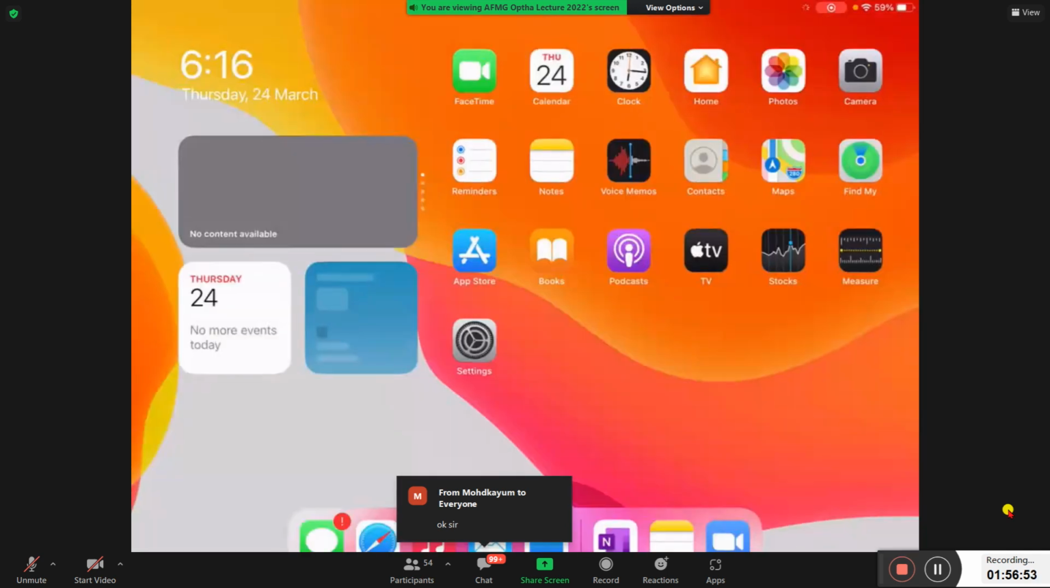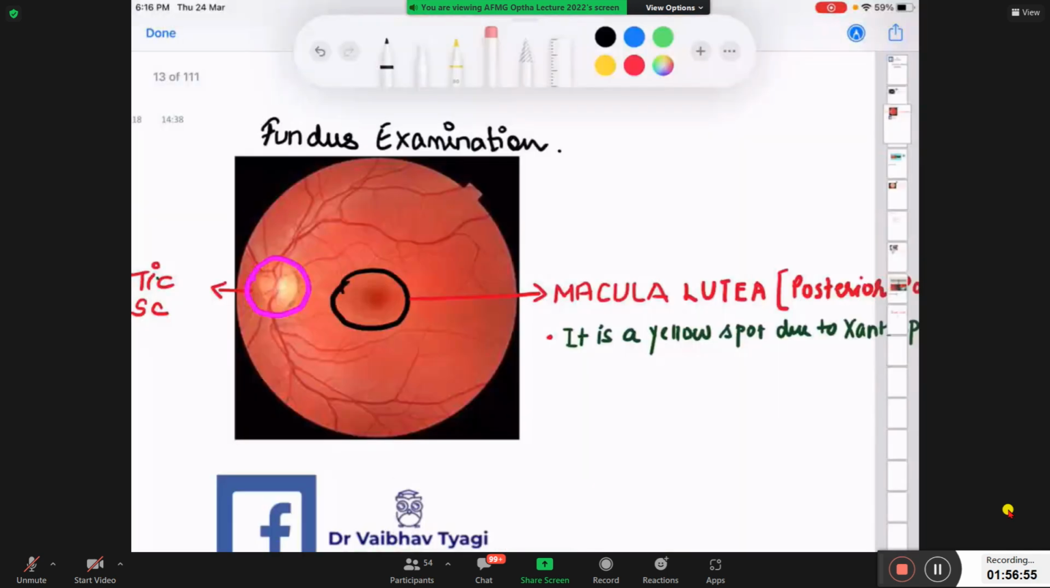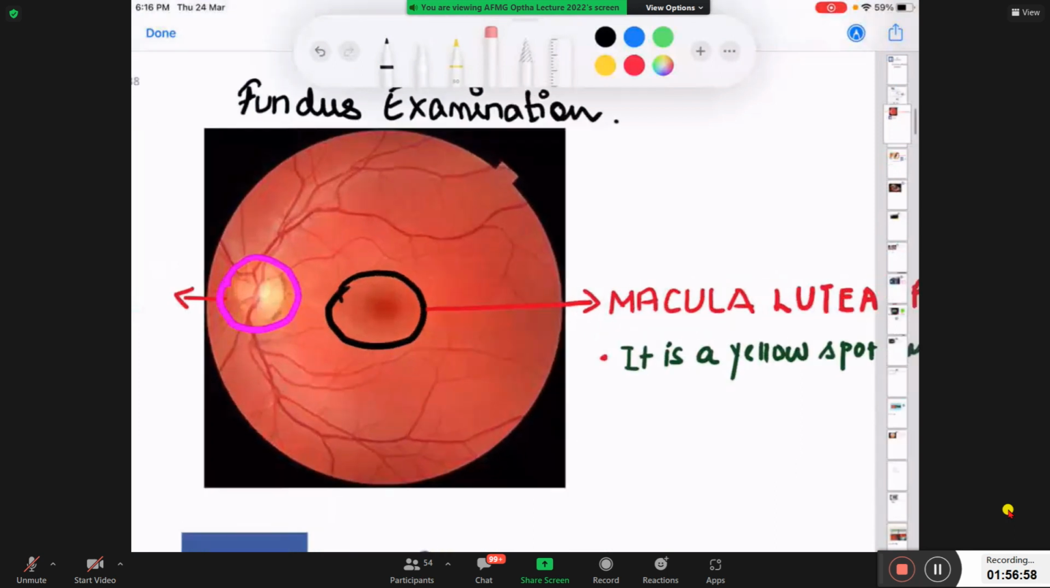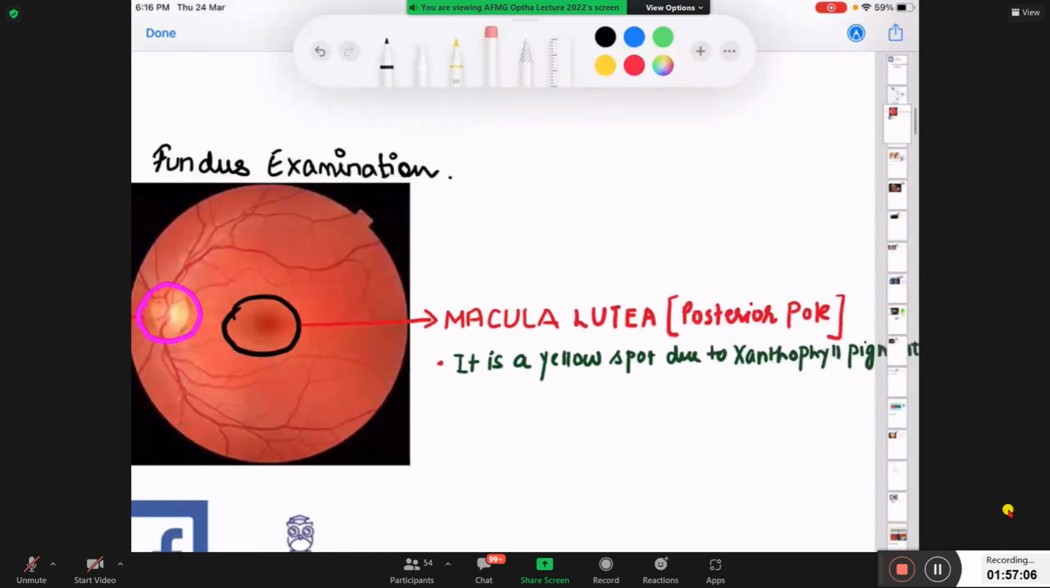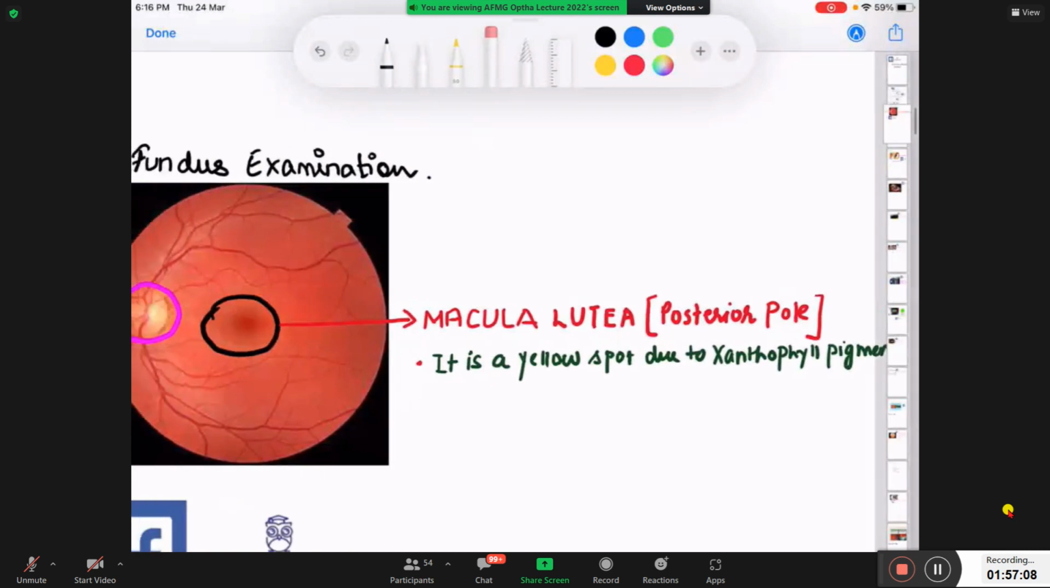Coming back to the retina examination, this picture is a normal fundus picture. And can you see this black depression inside the black outline? This depression is called the macula lutea. Write down: this is called the macula lutea and it is a yellow spot. Lutea means yellow. Lutea means that it is yellow in color.